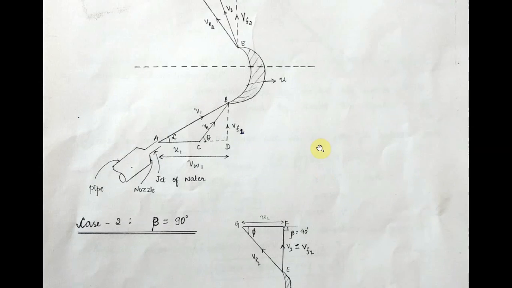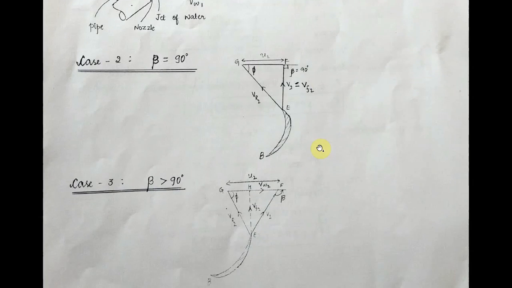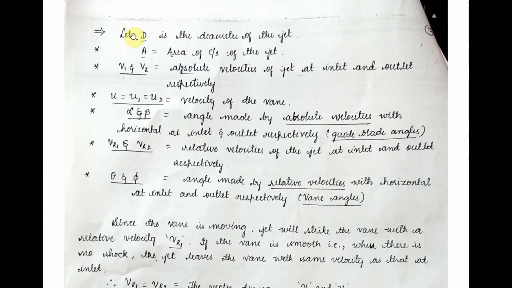In this session we will discuss the formulas for the force and work done for these three cases. As in the previous session, d is the diameter of the jet of water that will be flowing, A is the area of cross section of the jet, and V1 and V2 are the absolute velocities of the jet at inlet and outlet respectively.